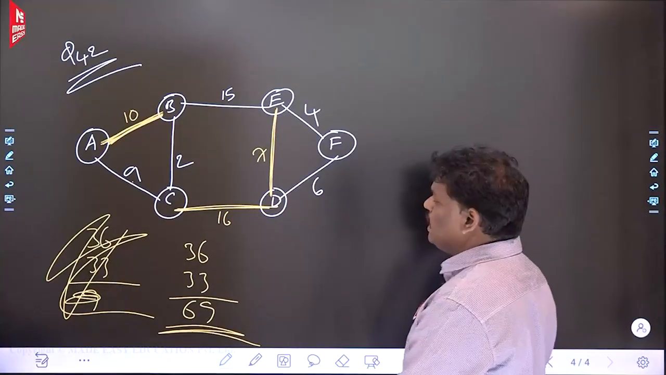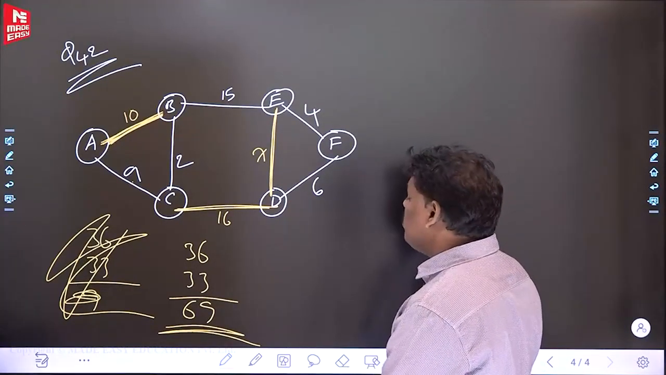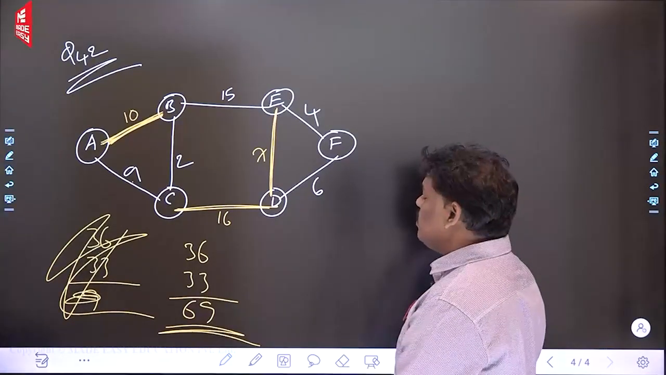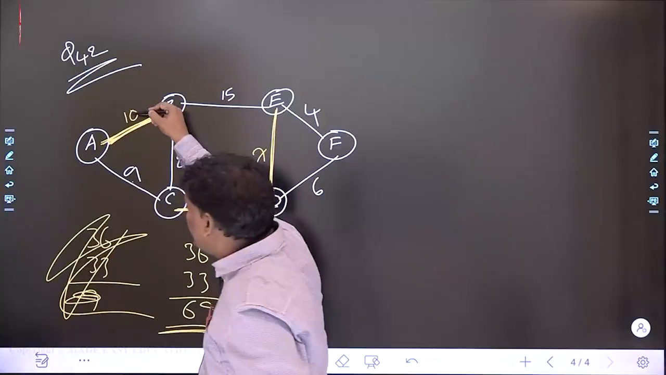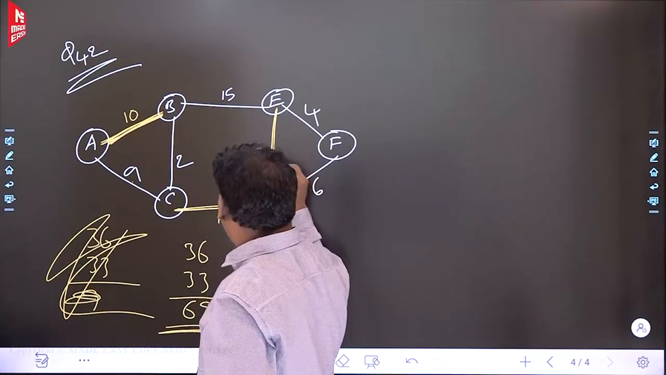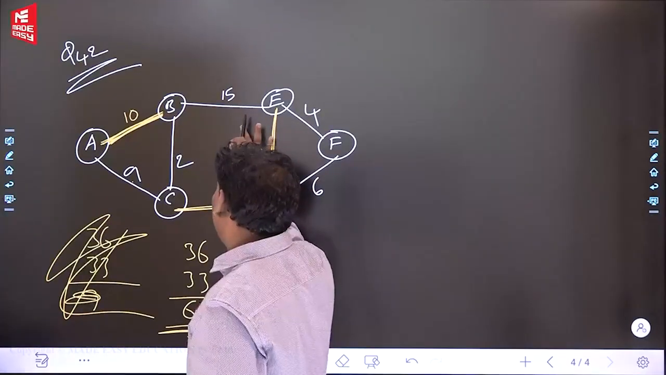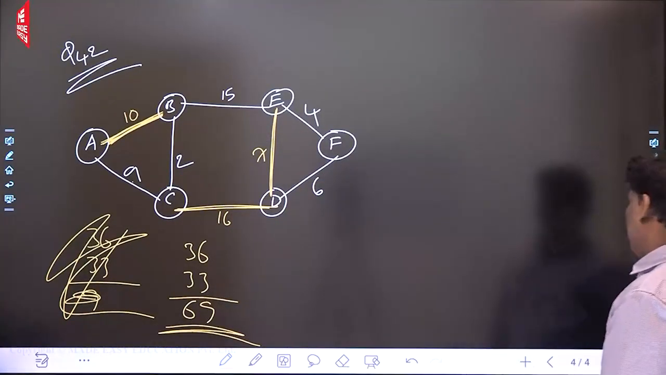Question number 42, that is the answer. The answer is 69. Is it minimum or maximum? Minimum. Some people are asking if it is the maximum. Maximum means infinite also, because here I can keep 1 lakh also, here I can keep 20 lakhs also, here I can keep 30 lakhs also. So maximum they don't ask. Minimum they are asking. So 69 for question number 42.